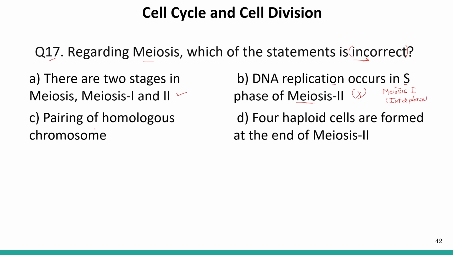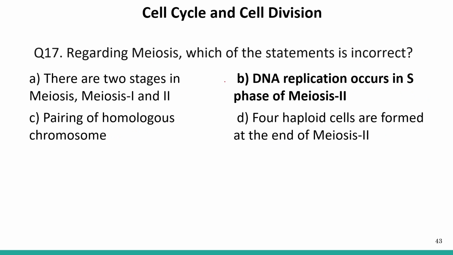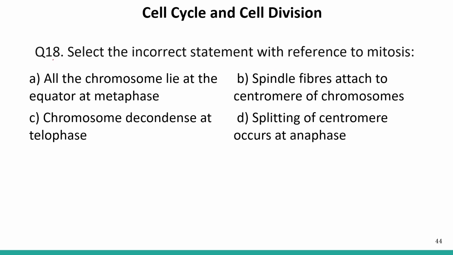Pairing of homologous chromosomes, this is true, which is known as synapsis. This occurs during the zygotene stage. Four haploid cells are formed at the end of meiosis 2. This is also true. So what should be the answer? DNA replication occurs in the S phase of meiosis 2. This statement is incorrect. Now, coming to the next question, here again we have to select the incorrect statement with reference to mitosis.